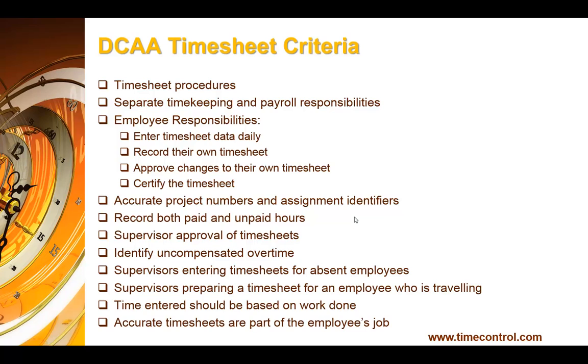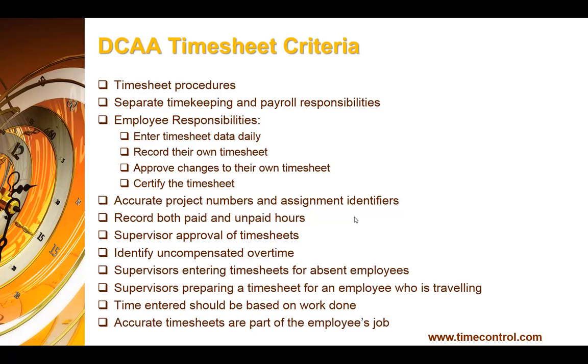Here's some of the key criteria that the DCAA lists for what they expect in a time card system or a timesheet system. First of all, they'd like to know that you're going to have procedures, and these procedures are going to be documented and recorded, displayed to people. They'd like to know that you are going to separate the timekeeping and the payroll responsibilities. So you have to be able to be distinct over paying somebody versus making sure that the time spent that is being invoiced and being tracked against a project, that this is distinct.